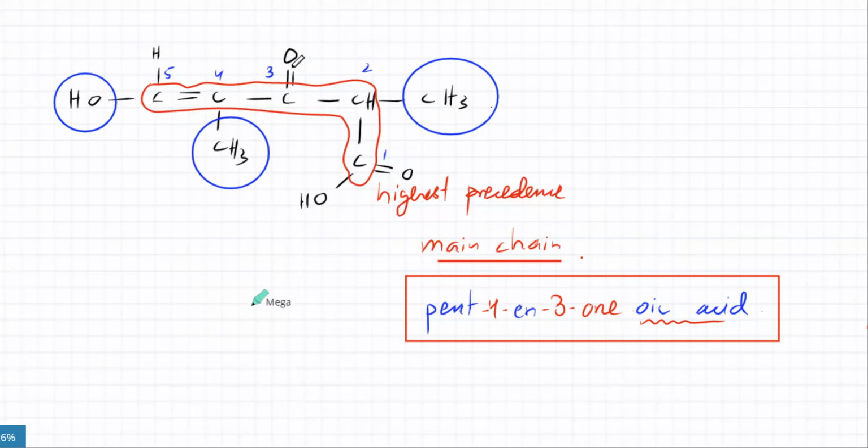So it's methyl, and there are 2 of them. So it's going to be dimethyl. And there's a hydroxy branch. The OH is a hydroxy branch. So that one is your hydroxy branch.